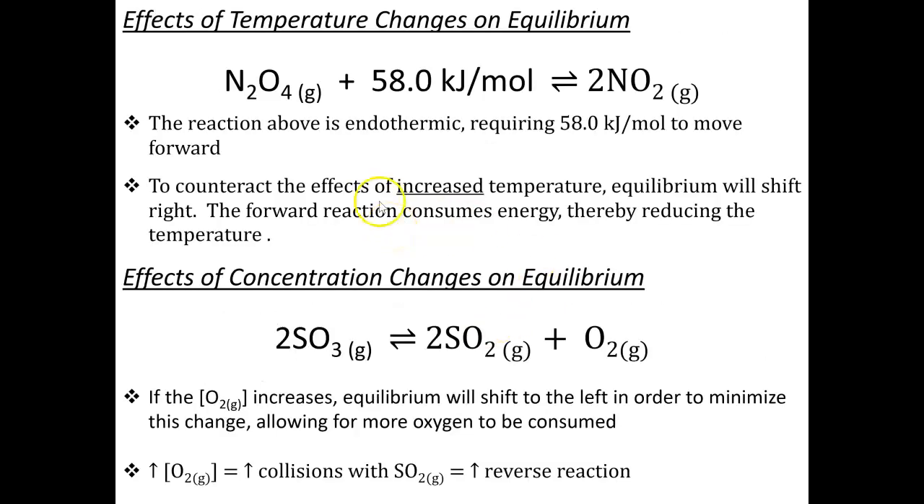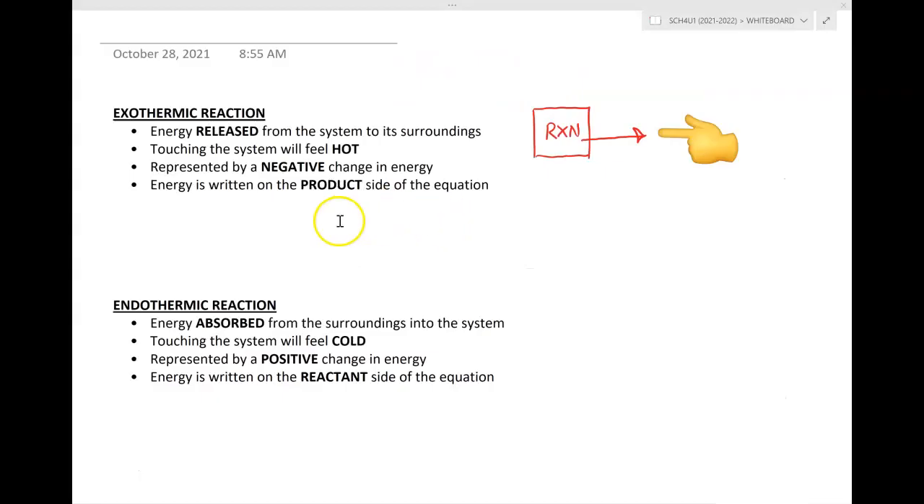Alright, now let's take a look and see what happens if you change the temperature. How will that affect the equilibrium? Well, first we need to identify if the reaction is endothermic overall or exothermic overall. So, as a review, in an exothermic reaction, energy is released from the system to its surroundings. So in this chemical reaction, the reaction itself would release energy to its surroundings. So if you touched the reaction itself, it would feel hot because energy is moving from the system into your finger. So you're heating up your finger, it will feel hot.